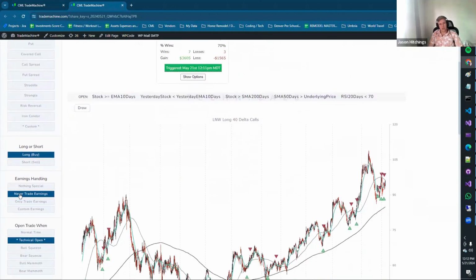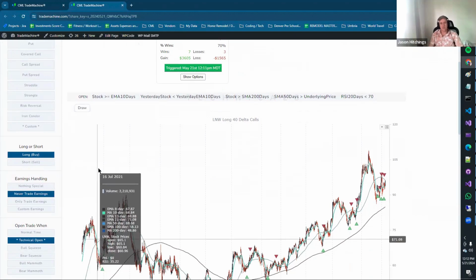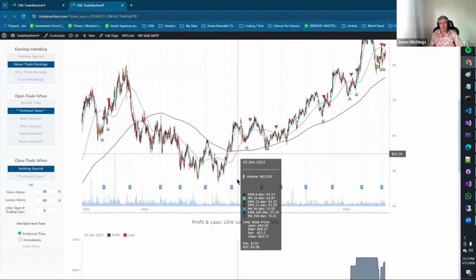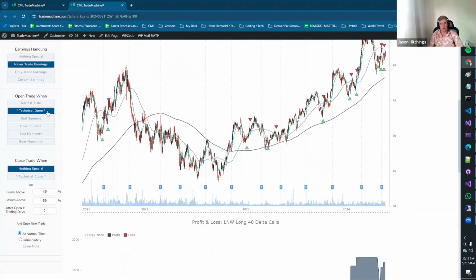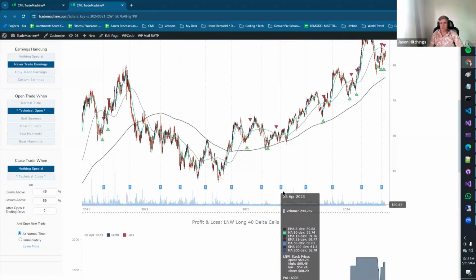It's a never trade earnings strategy, as a lot of ours are. We generally either are intentionally taking an earnings strategy or not. We don't just sort of stumble through earnings. So never trade earnings means you would exit the strategy 2 days before earnings and then you'd wait for the technical conditions to be true again before entering it again. So these are all the little earnings events along the way.